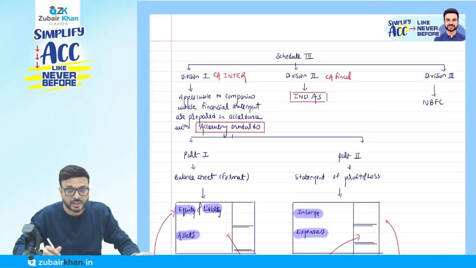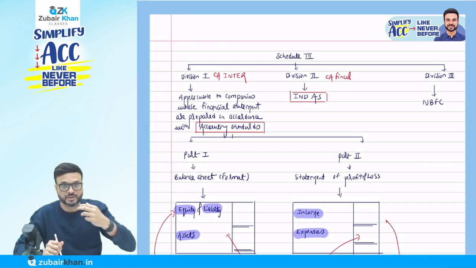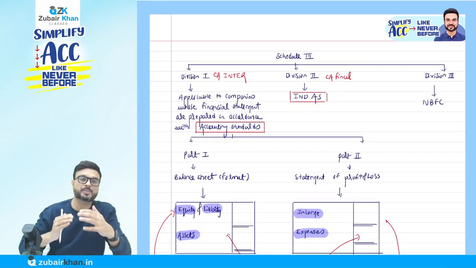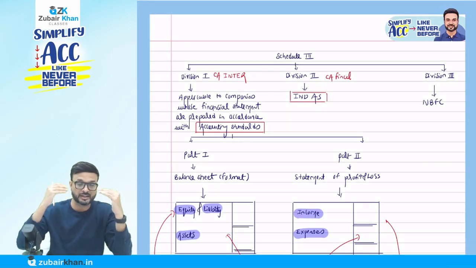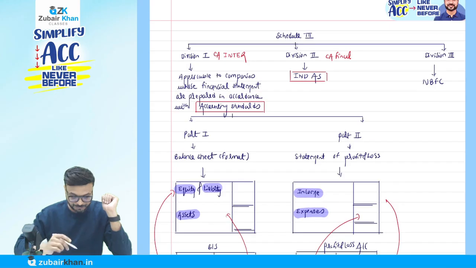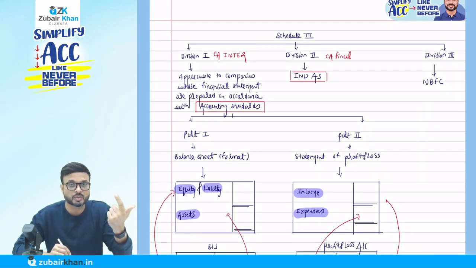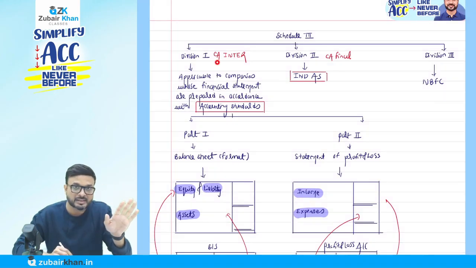So Schedule 3 has 3 divisions, division 1, 2 and 3. 2 and 3 are not in the syllabus. Okay, 2 is in CA Final, 3 not even in CA Final. Those who follow Ind AS have to follow division 2 of Schedule 3. And division 3 is for the non-banking financial company. Ind AS is a separate series of accounting standards which is at CA Final level. Now, basically division 1 is followed by those entities who follow the accounting standards. This is at Inter level.